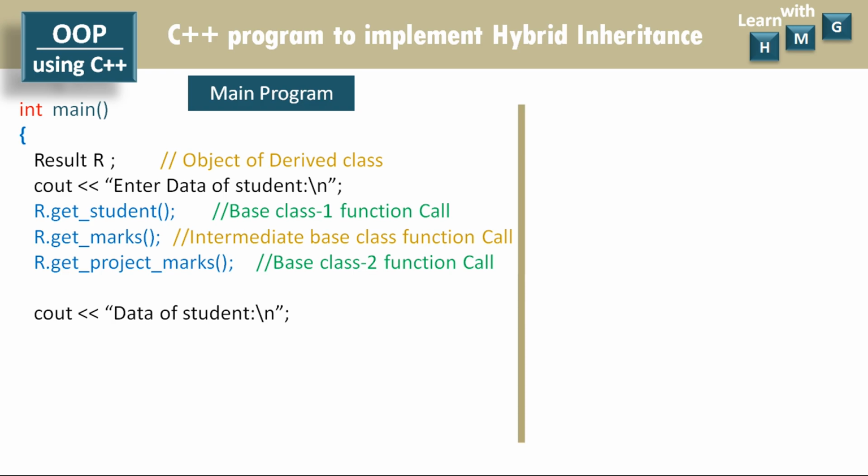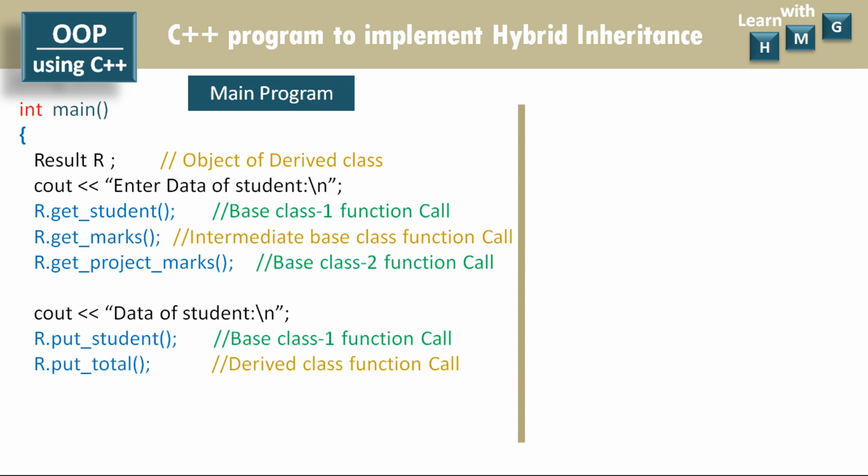Now let us display the output. First, the heading for output, data of student. Then r.putStudent will display the roll number and name of the student. This is the member function call of the base class 1 function. Then r.putTotal, this is the derived class function call, and here it will calculate the total and display the total marks, and end the main function.